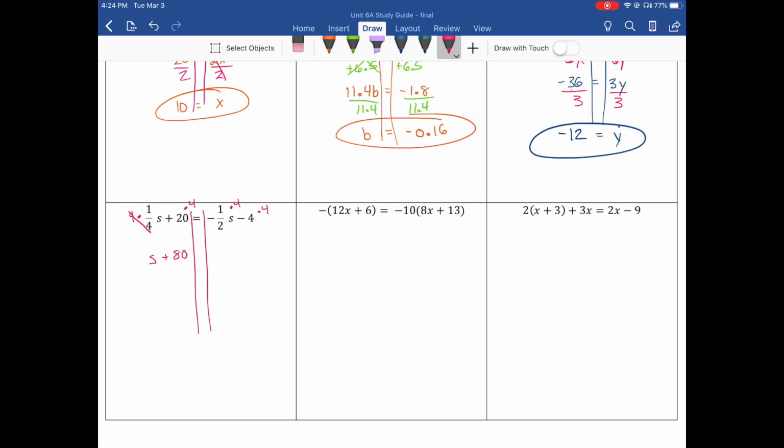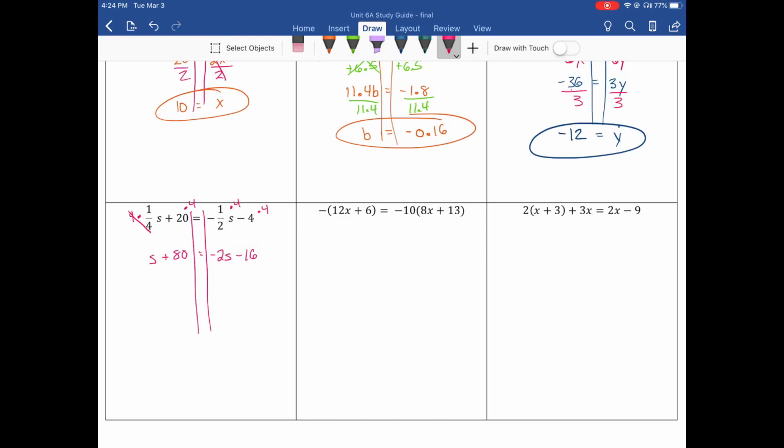And then negative 1/2 times 4 is negative 4 over 2, which if you put it into Desmos, negative 1/2 times 4 is actually just equal to negative 2. So you don't have to multiply by two fractions. Multiplying by one gets rid of the other. And then 4 times negative 4 is negative 16.